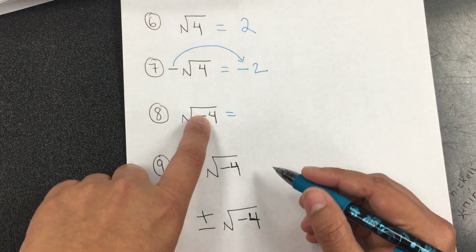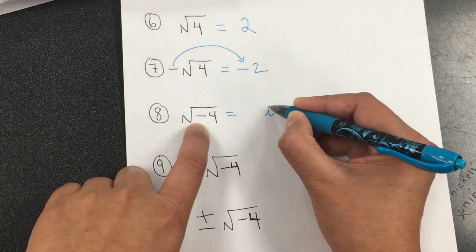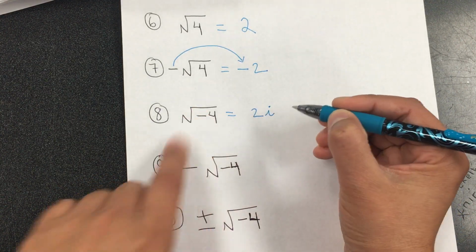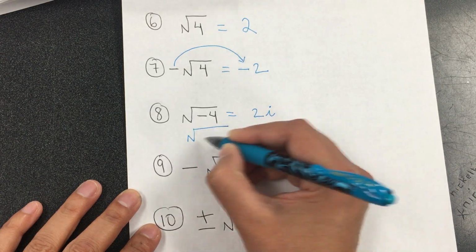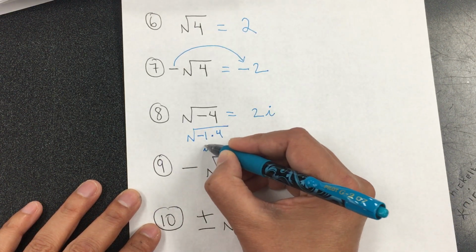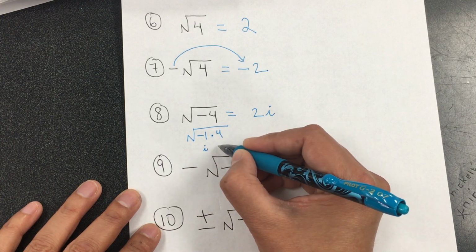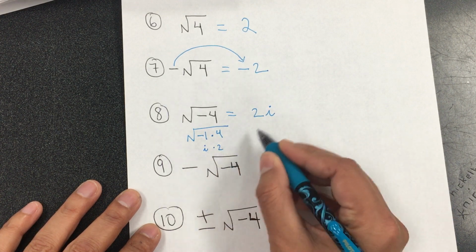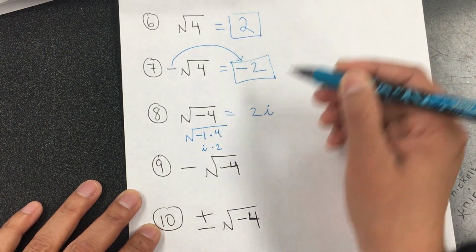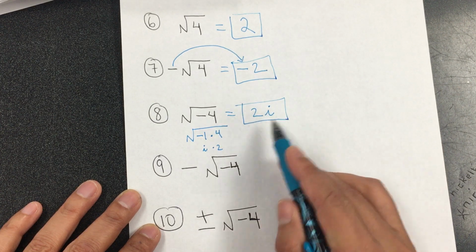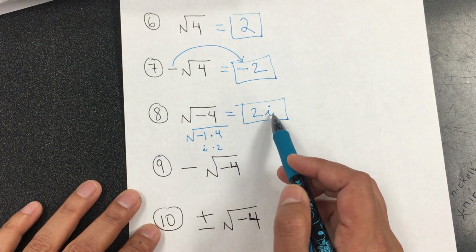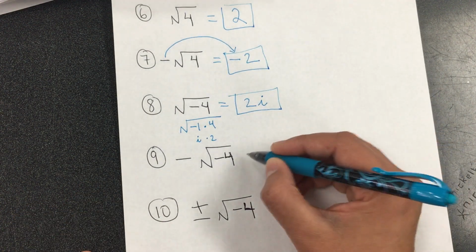In here, this is what becomes the i, and the square root of 4 becomes the 2. Okay? Or if you need to see it, it is negative 1 times 4. The negative 1 becomes i. The square root of 4 becomes 2. Multiply 2 times i is 2i. Okay? So that's going to be my answer, 2i. If the negative is inside, that's when it becomes the imaginary number.